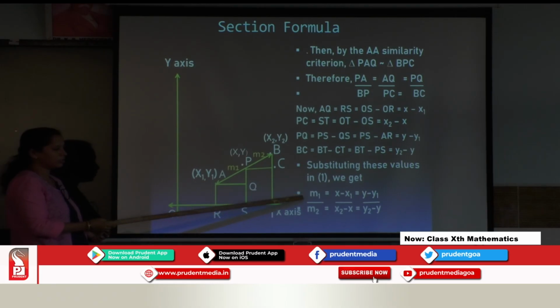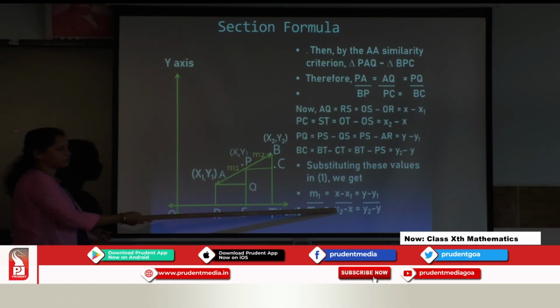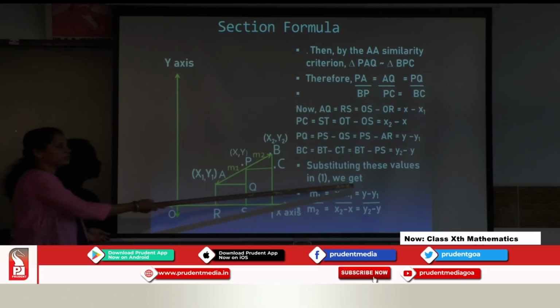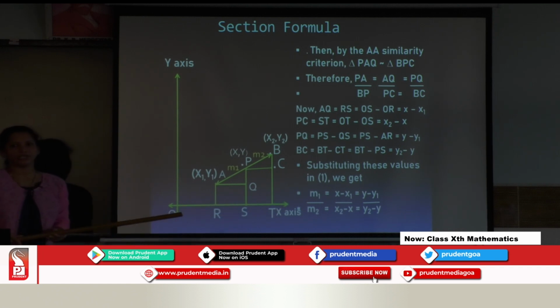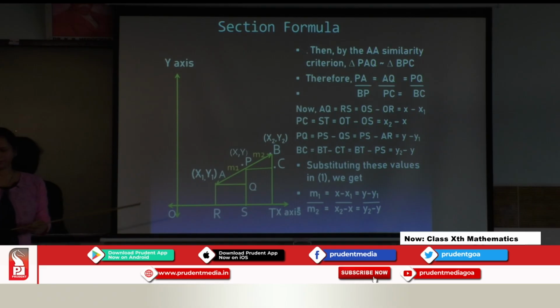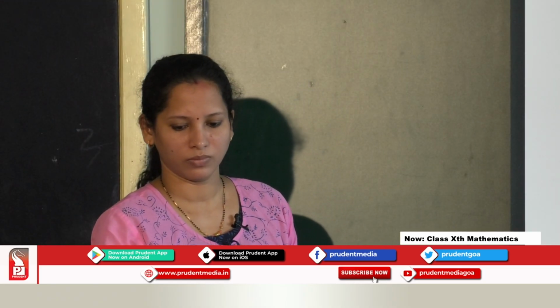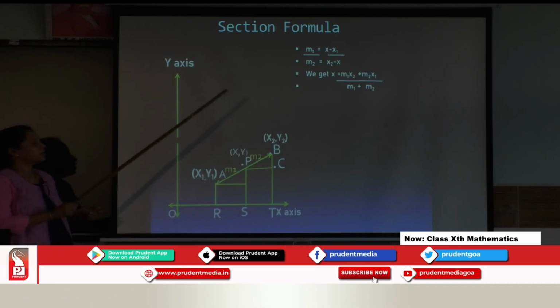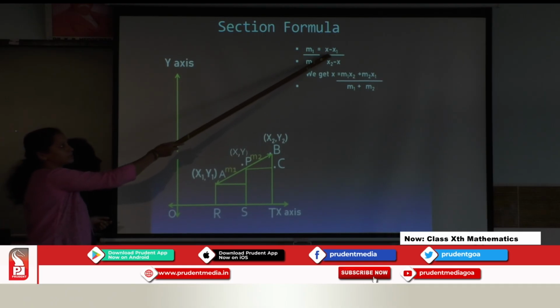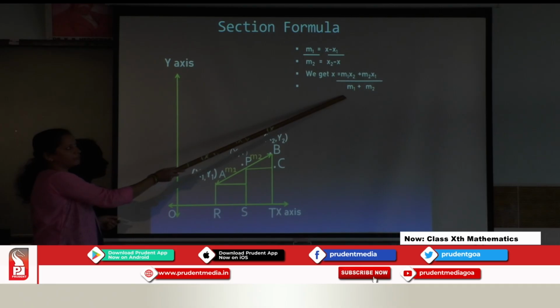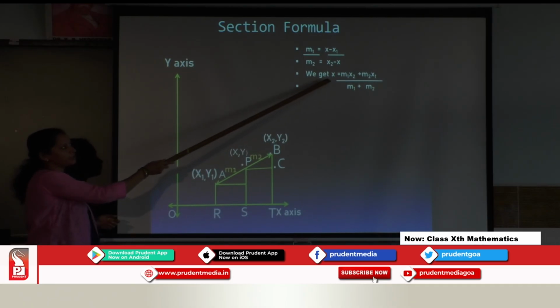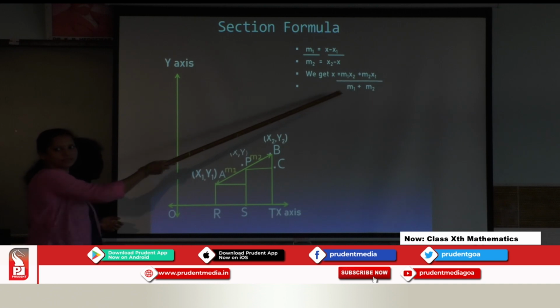So now we will take M1 upon M2 is equal to X minus X1 upon X2 minus X. Again M1 upon M2 is equal to Y minus Y1 upon Y2 minus Y, to get X and Y, that is the coordinates of the point P, X comma Y. So after taking M1 upon M2 is equal to X minus X1 upon X2 minus X, after cross multiplication we get X is equal to M1 X2 plus M2 X1 upon M1 plus M2. So to find the X coordinate we have to solve this.